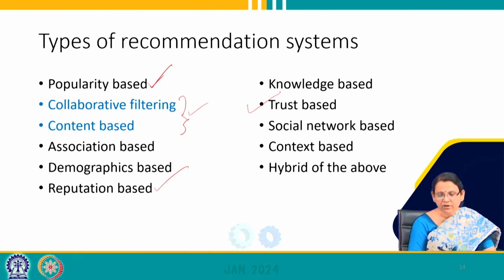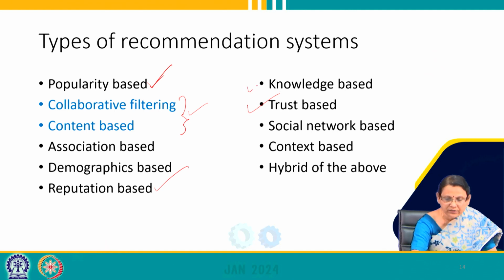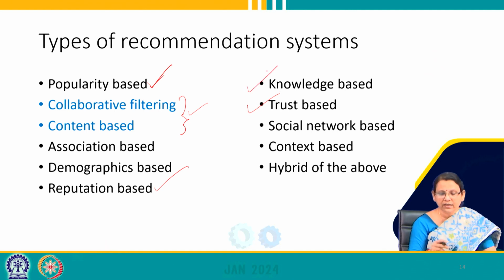So, also the case of trust based. In case of knowledge based, we have to use certain additional domain knowledge. In case of social network, we need to know how the users are connected with each other. In case of context based, certain additional context such as time, location of the user we have to consider, and we can also have hybrid of all this.